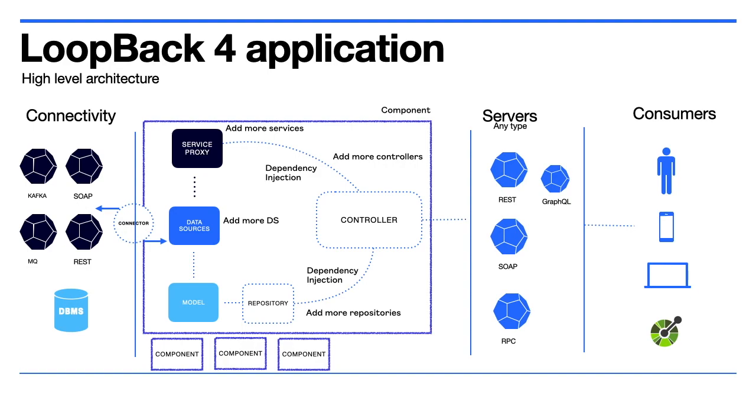So take a look at this picture. We have a consumer, we have a REST server, and we have a controller. And whether the operation needs access to a database table through the repository, or to call an external service, like for example a legacy SOAP web service, or calling a REST endpoint that sends an email or an SMS, then everything can be done here in LoopBack 4.